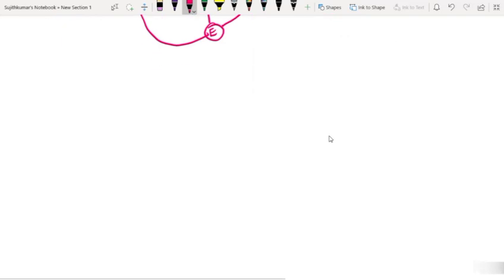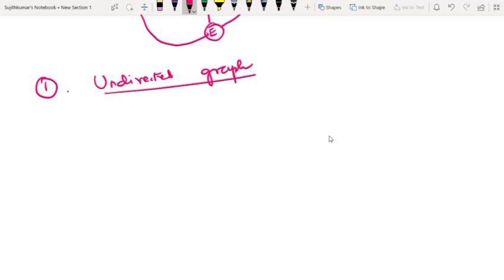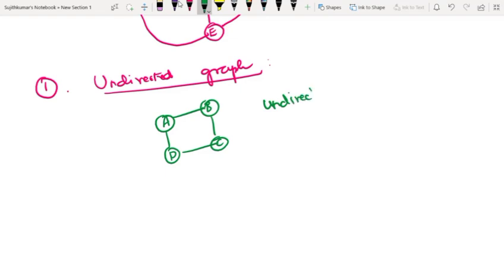Let me explain the basic terminology. The first terminology is undirected graph. It is self-descriptive. The name itself explains what an undirected graph is. Let's take a graph: A connected to B, B to C and D. This is a simple graph, and this is definitely an undirected graph.